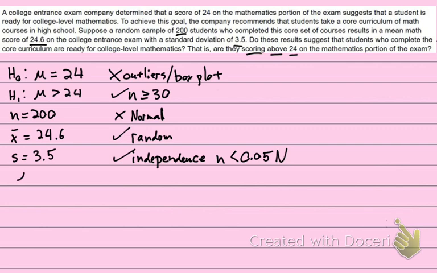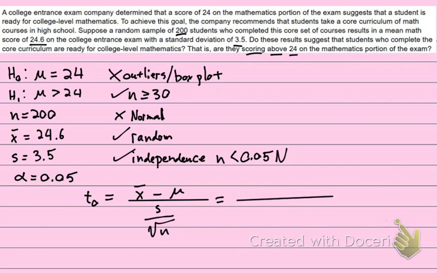Okay, we are going to be given an alpha of 0.05. That's our level of significance. And our test statistic here is a t statistic. And so we have an equation for that. It's going to be x bar, our sample mean, minus our population mean, mu, on top of our sample standard deviation over the square root of sample size. Okay, and we have all these numbers now, so we can just go ahead and plug them in.